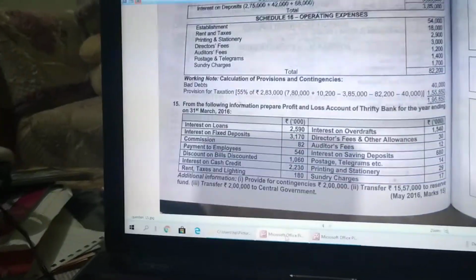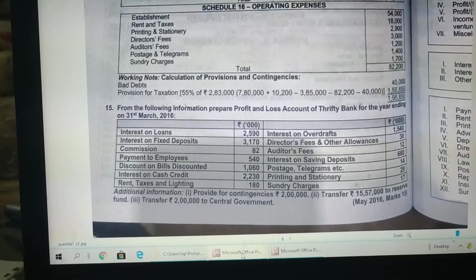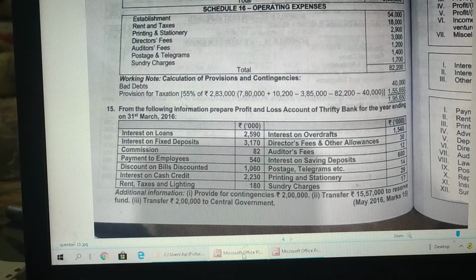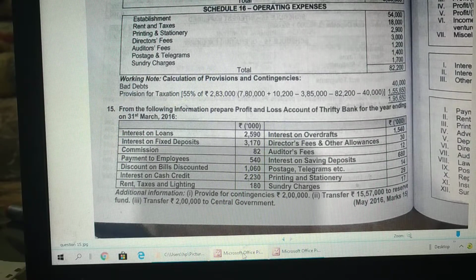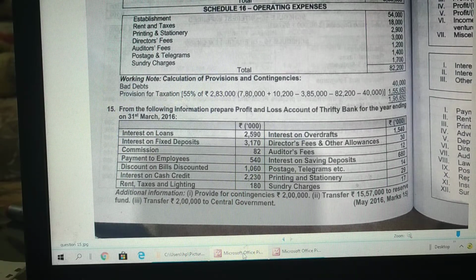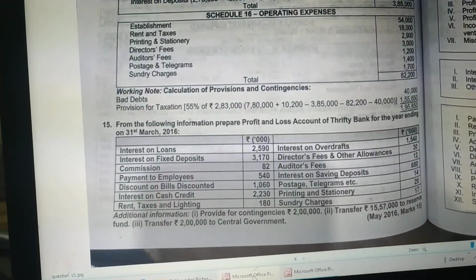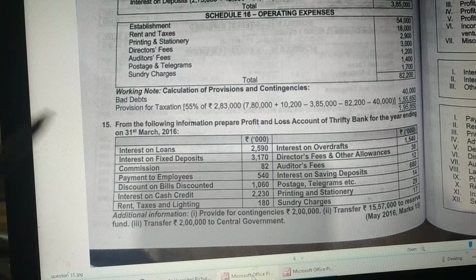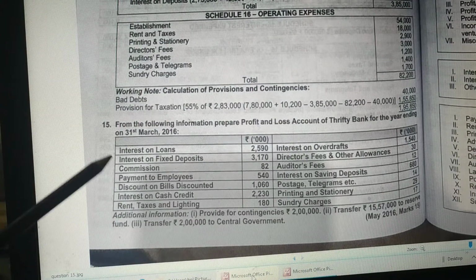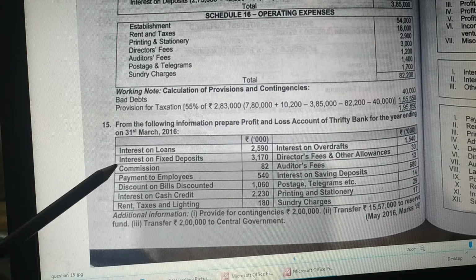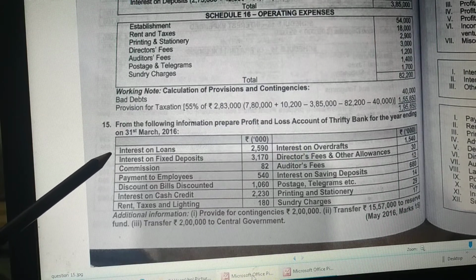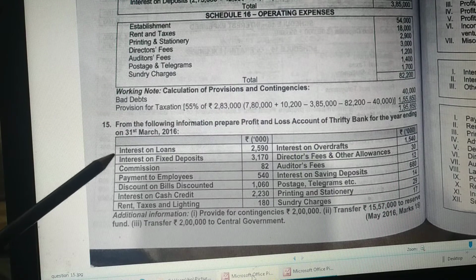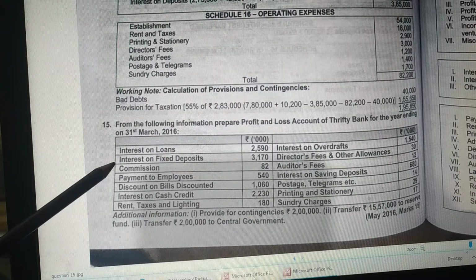Yes. If you look at question number 15 from your final touch book, I'm just going to read from the following information. Prepare profit and loss account of Thrifty Bank for the year ending 31st March 2016. Here you will find various particulars given, like interest on loans, then interest on fixed deposits. Now on loans, income is received, so schedule 13. Interest on fixed deposits, you are paying money, so this will go to schedule 15.